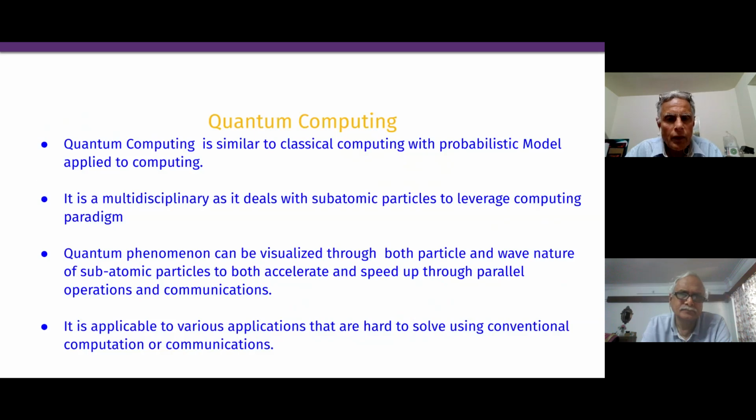Coming to what is quantum computing, because the fact is that we do computing, but how is it different? Quantum computing is very similar to classical computing, but it's not a deterministic model, it is more a probabilistic model.